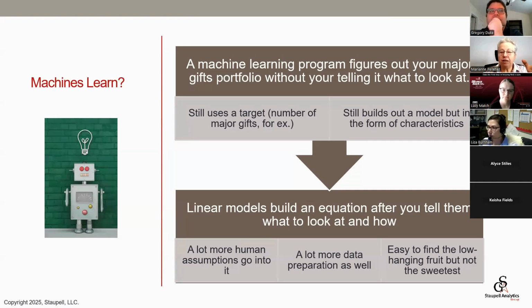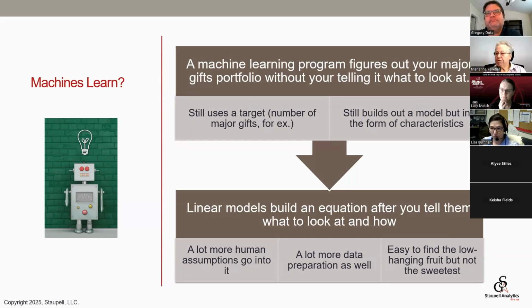It still uses a target, right? So some machine learning is called supervised, which means you tell it what to go figure out. And some of it is unsupervised, which is cluster analysis. What do you see in here that groups together? It still builds out a model because it comes back with a characteristic. So if you think of the machine as this cute little robot that runs about the big warehouse of your data and comes back with a shopping cart of the best characteristics that make up a good gift prospect, but from our sample, then that's how it works.